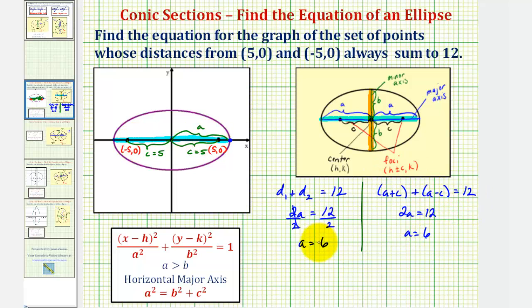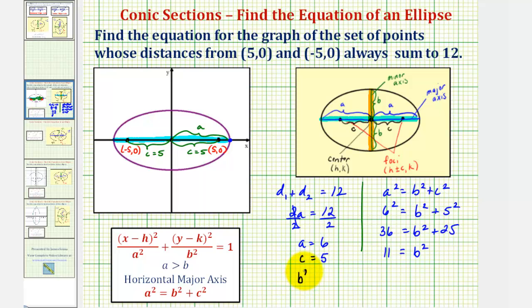Hopefully this helps explain why. Now that we know a is 6 and c is 5, we still have to find b to find our equation. To do this, we can use the formula a squared equals b squared plus c squared. So we would have a squared, or 6 squared, equals b squared, the unknown, plus c squared, which would be 5 squared. So we have 36 equals b squared plus 25. We subtract 25 on both sides, we have b squared equals 11. So b would be equal to the square root of 11, but we don't need b to find our equation, we only need b squared.